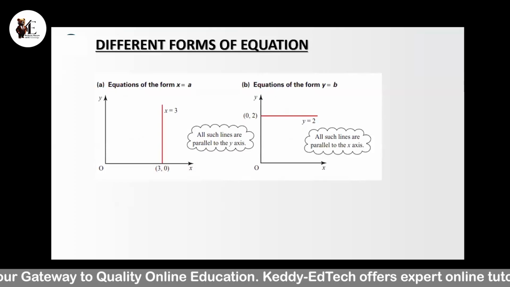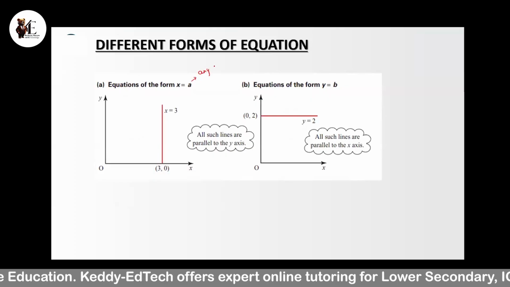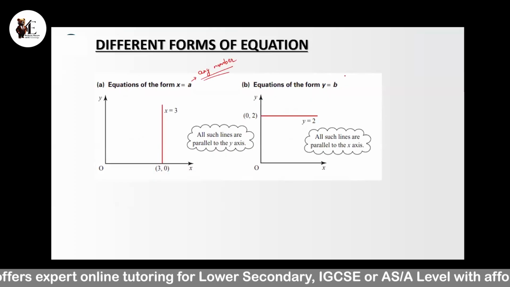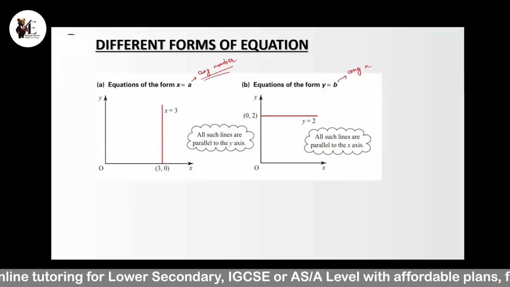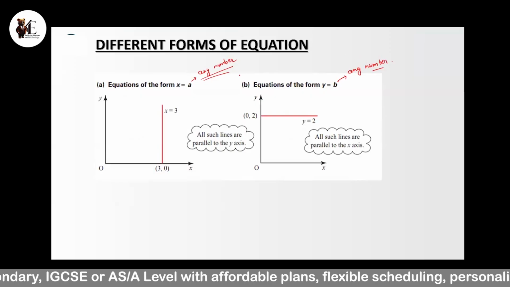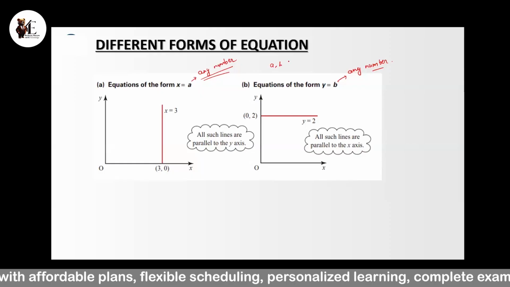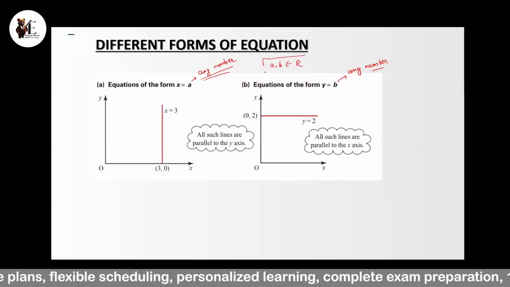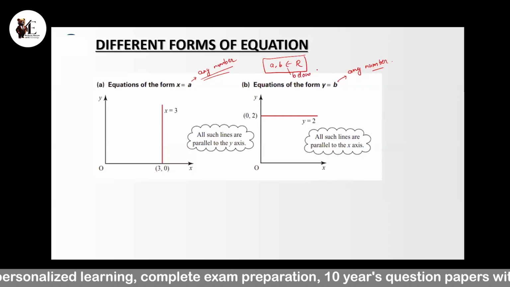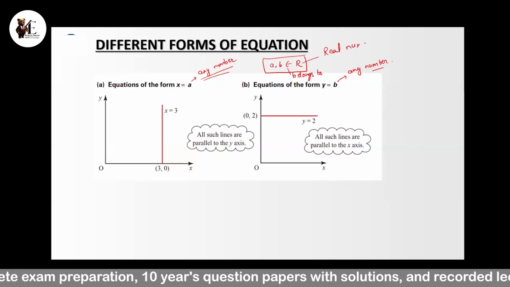The first is the equation of the form x equals a, and this a can be any number. It can be positive, it can be negative. And here b also means any number: positive, negative, fraction, and decimal. It can be any. Or you can write that a and b belong to real numbers, capital R. This is the symbol of belongs to, and real numbers are denoted by capital R.